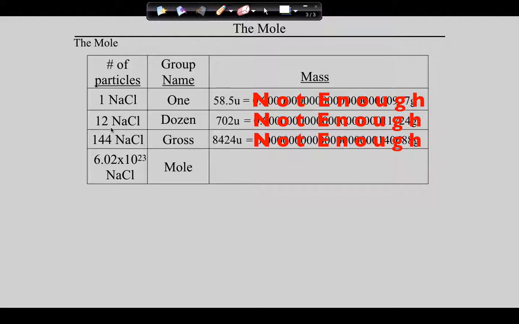Now, guys, check this out. Ready? Don't look away. 12 weighed more, but not enough. 144 weighed more, but not enough. 602 septillion is going to weigh more. How much more? You ready? This much more. Do you see it? Let's make sure everybody sees it. Guys, what's magic about this number? It's that number. That is the beauty of this number.